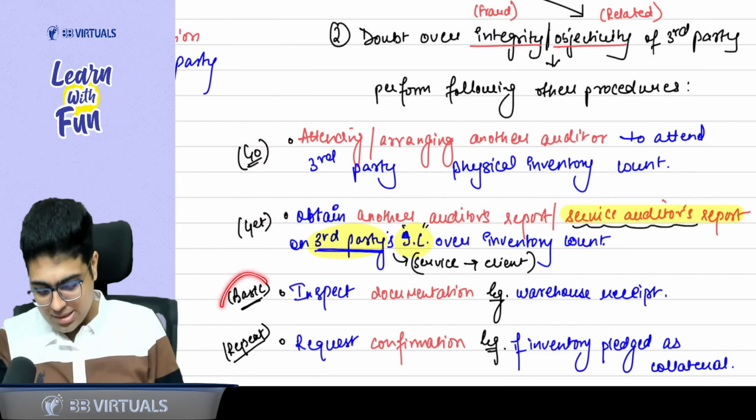Similarly, when I keep my inventory with a third party, I must be getting a token, I must be getting a receipt. So auditor can check that receipt. So the basic thing is to inspect the documentation. So if there is a warehouse receipt, you can check it as an auditor. And the last point is a repeat of this point. Sir, which point? Confirmation. So request the confirmation when inventory is pledged as a collateral. So this is how you deal with the inventory in the custody of third party.